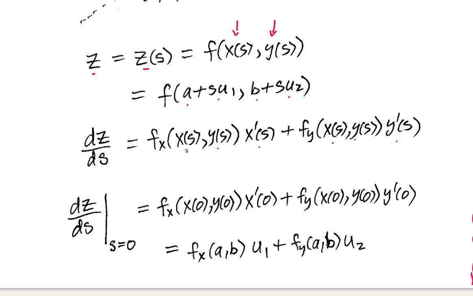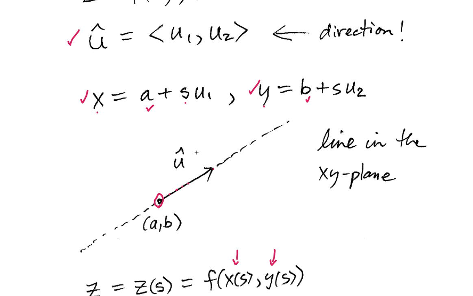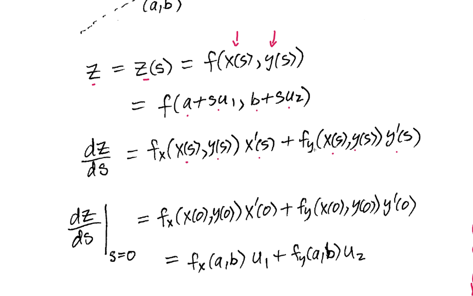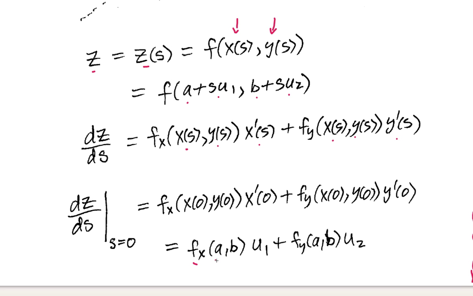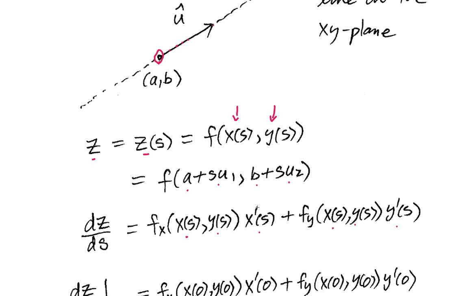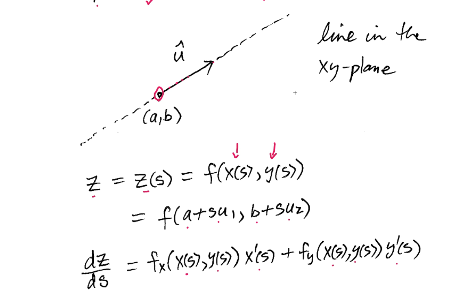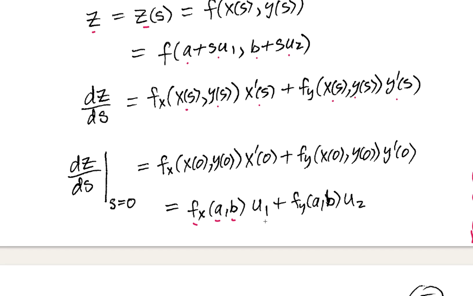Now, if I evaluate x at 0 and y at 0 here, where am I? If s is 0, x is at a, and if s is 0, y is at b. So I'm going like this: f sub x of (a, b). What's the derivative of the x function with respect to s? You can see if I differentiate this, thinking of x as a function of s now, I just get u1. A similar argument holds for the y's here, and I get f sub y at (a, b), and I get u sub 2.